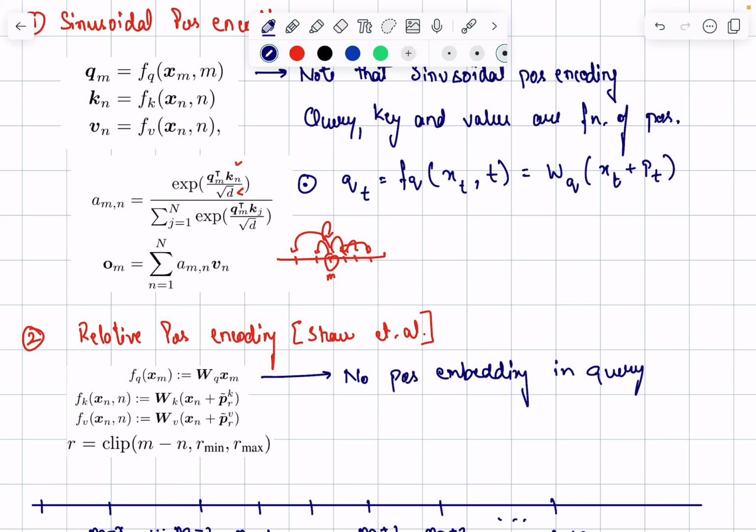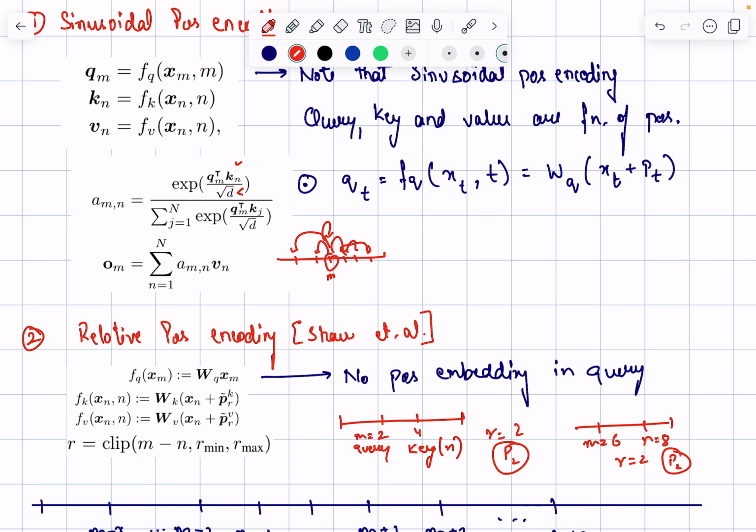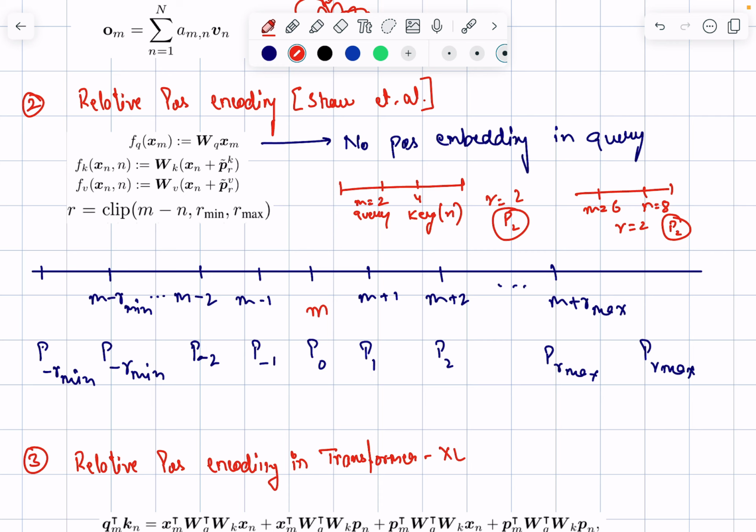Now what does that mean? That also means, just to ground it a little bit, that if you have a query at position 2 and a key at position, okay, this is query, this is key, that means n, then r is equal to 2, correct? Also, if you have a query at, let's say, m equal to 6 and n equal to 8, then also you have 2. So both of these are going to share the positional embedding P2, right? Okay. This is what I have explained in this particular image also.